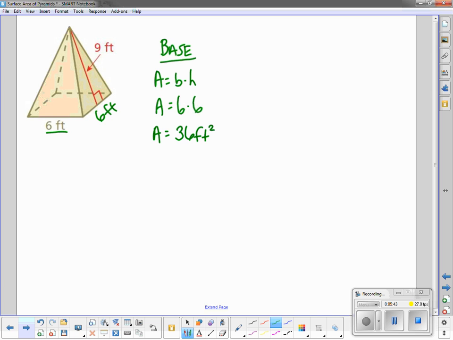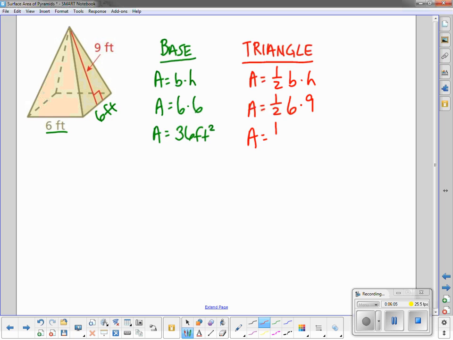Now we're going to move over to the triangle side. This formula is area equals 1/2 times base times height. And the base is 6. The height is 9. So area equals half of 6 is 3 times 9, which is 27 square feet. Now that's just for one of the lateral surfaces. We're going to call that the right side.